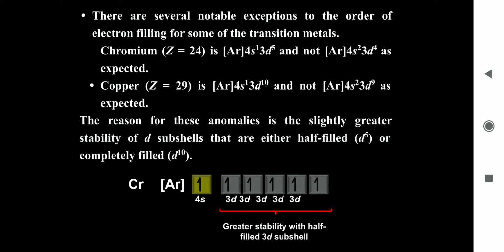One more example is copper. Copper's atomic number is 29. The predicted configuration of copper is 1s2, 2s2, 2p6, 3s2, 3p6, 4s2, 3d9 or argon 4s2, 3d9.